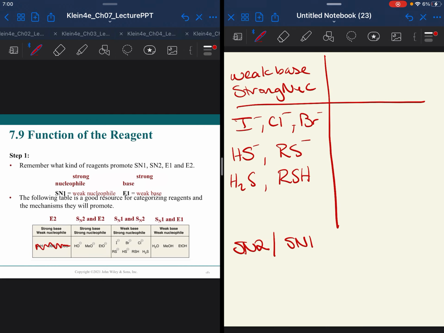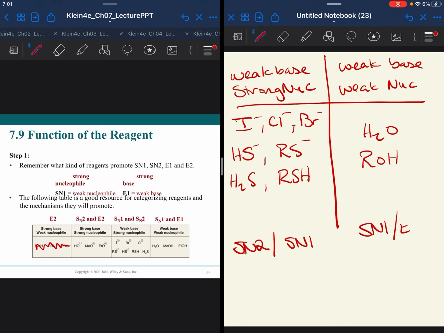And then the final category is the weak base, weak nucleophile. We have talked about this a little bit. That's going to be your water and your alcohols. Typically, methanol and ethanol are what we're looking at. These will not behave like any of your other strong reagents. They will not participate in a bimolecular mechanism, so it will be SN1 or E1.